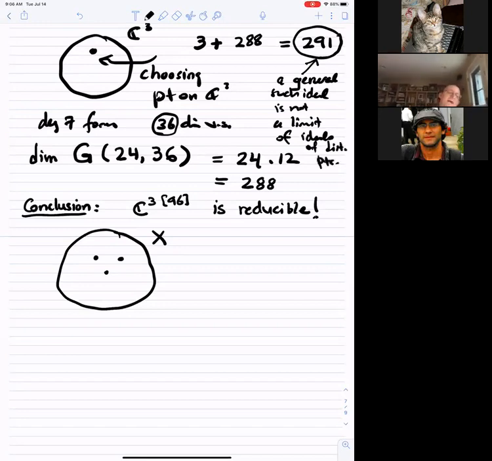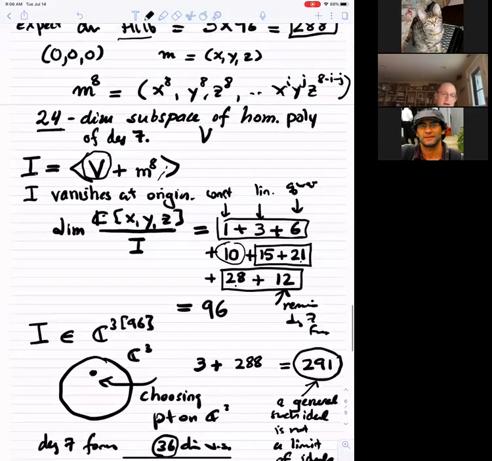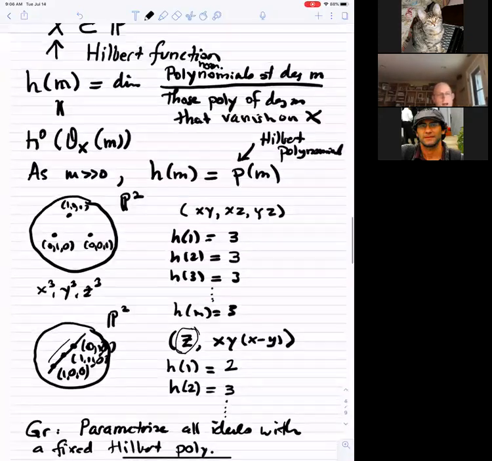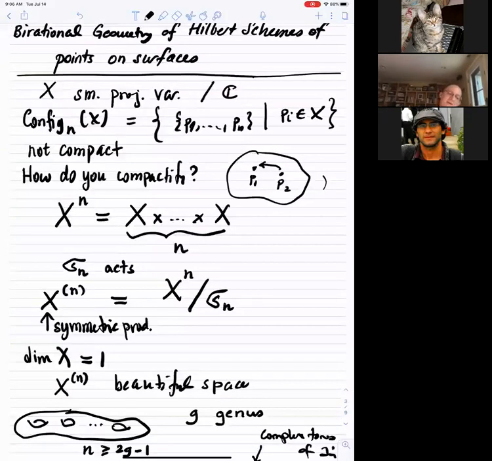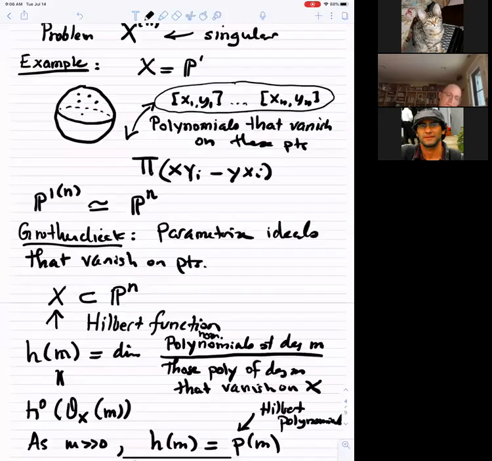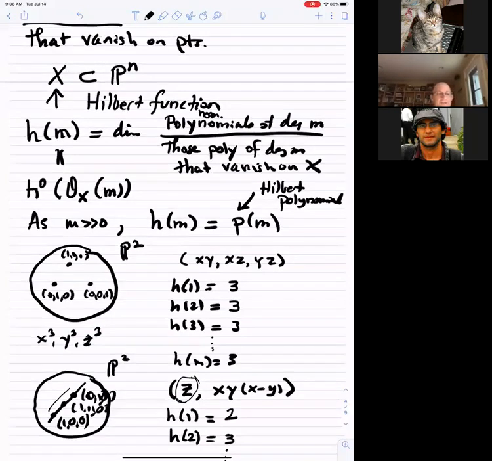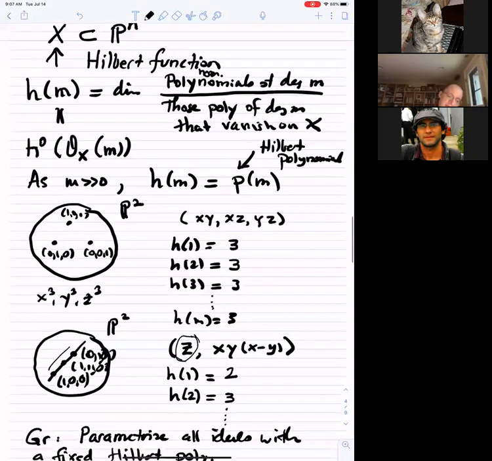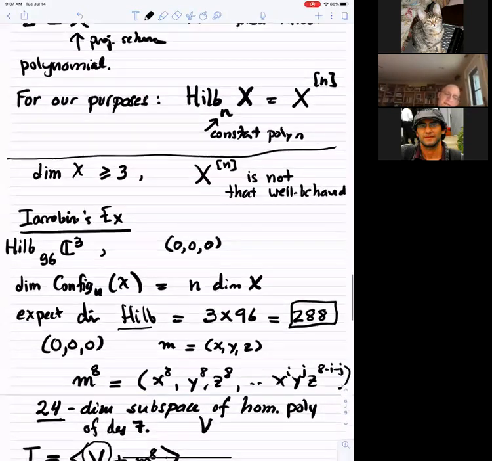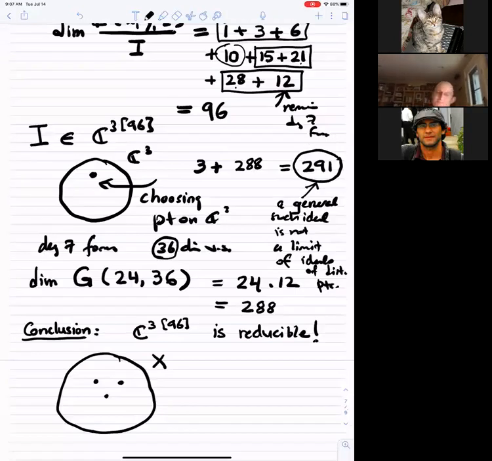All right, so to make a long story short, let's go back to what we were doing. We started out by saying that we wanted to compactify the configuration space. The symmetric product was one compactification. In the case of curves, it was beautiful. In the case of surfaces and higher, it was singular. Grothendieck had the idea that maybe we should instead compactify the space of ideals. I should have said that the Hilbert scheme in the case of curves agrees with the symmetric product, right? But we see that in higher dimension, if the dimension is at least 3, then the Hilbert scheme is not a compactification in the usual sense of the word, okay?